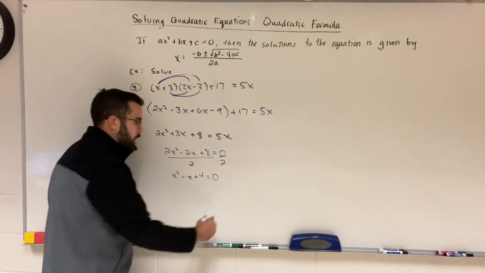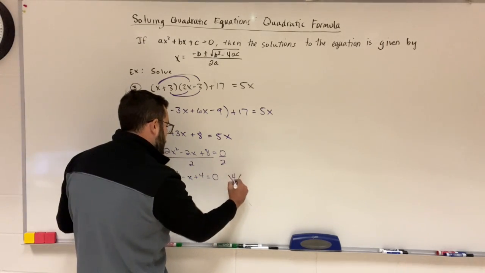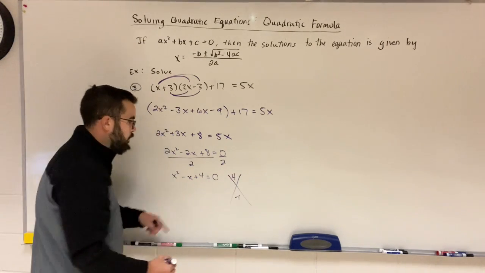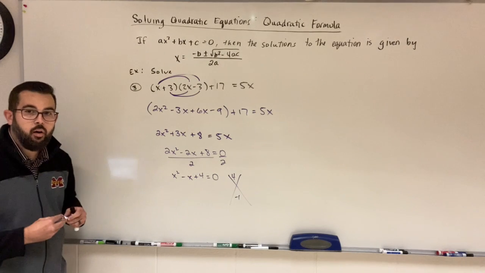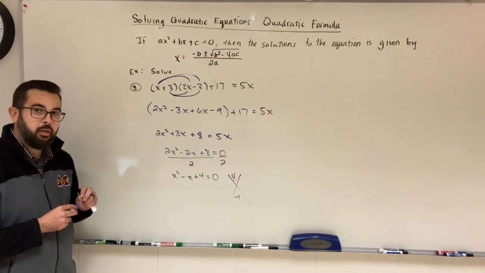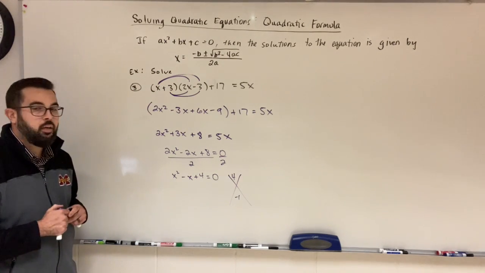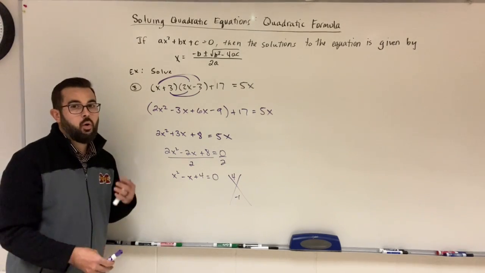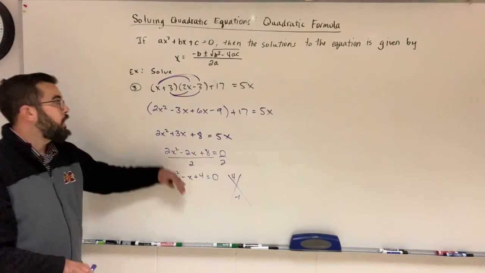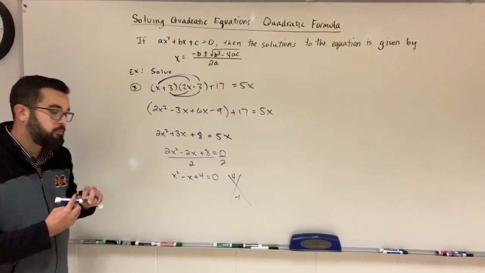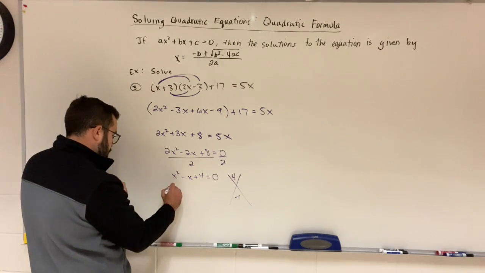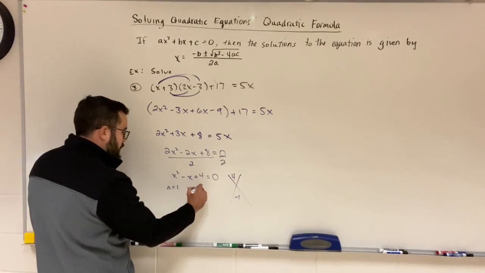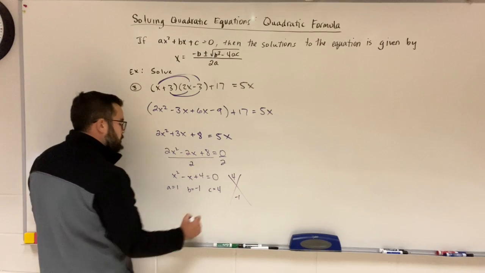Now, again, I'll try and factor. I'm looking for two numbers that multiply to 4 and add to negative 1. Well, that's impossible. It's not factorable. So then what do I do next? I revert to the quadratic formula. All right, so A is 1, B is negative 1, C is 4.